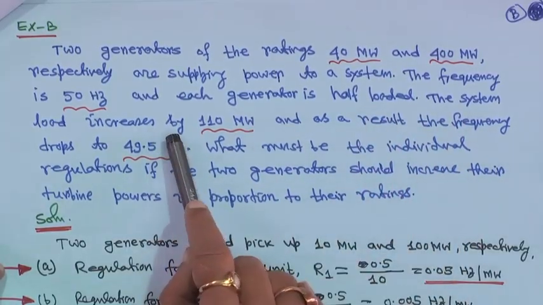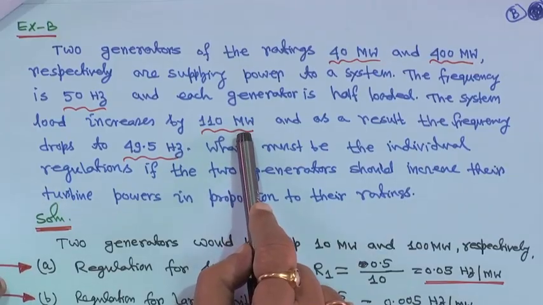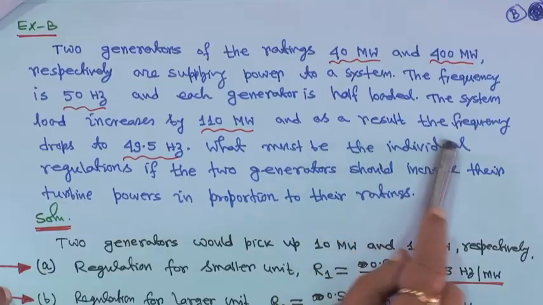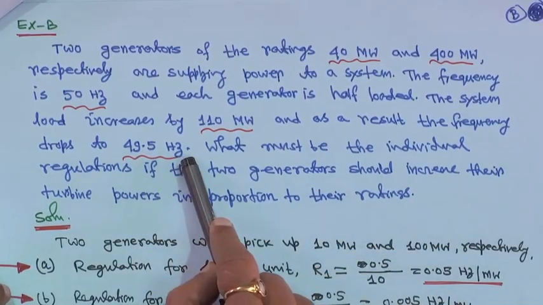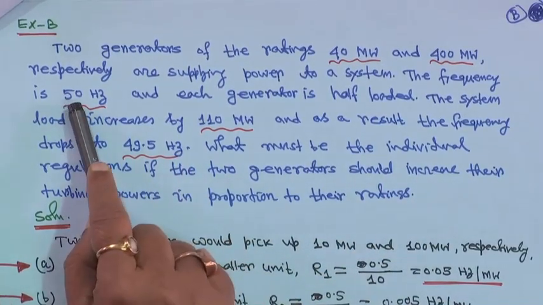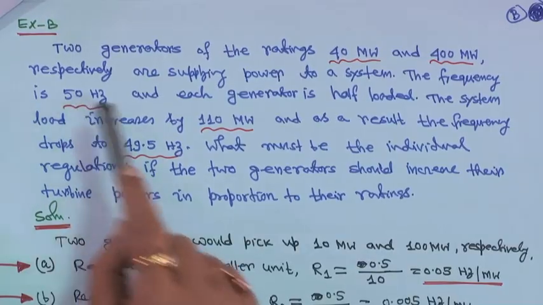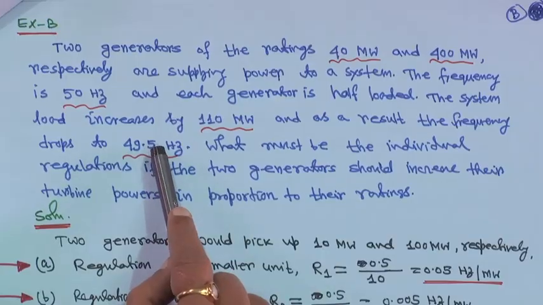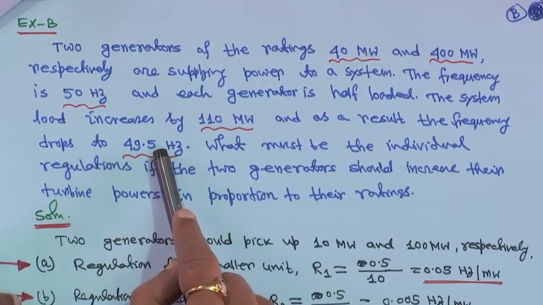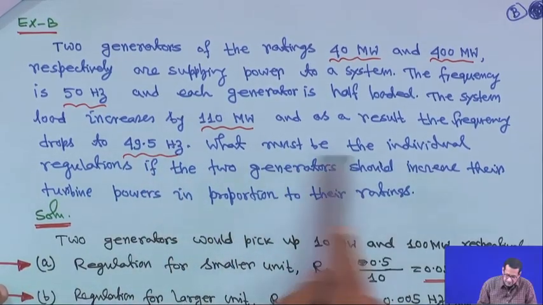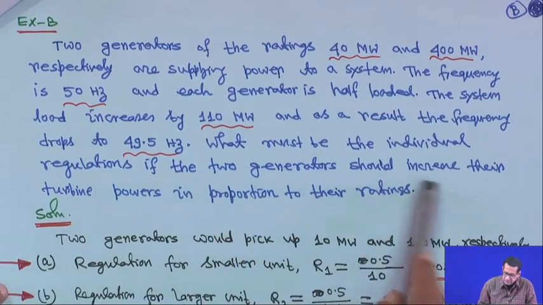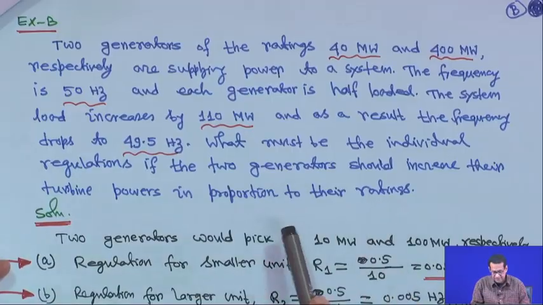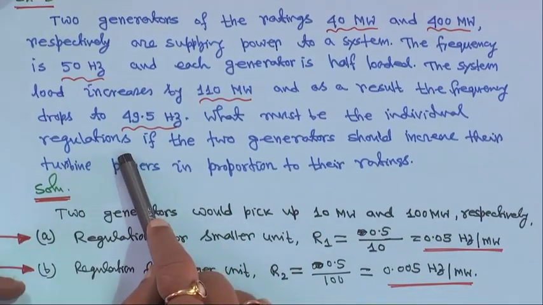The system load increases by 110 megawatt. So all of a sudden the system load increases by 110 megawatt, and as a result the frequency drops to 49.5 hertz. That means the frequency was 50 hertz, now the operating frequency is 49.5 hertz. That means delta F, the drop, is minus 0.5 hertz. What must be the individual regulation if the two generators should increase their turbine power in proportion to their rating? So we have to find out R1 and R2.